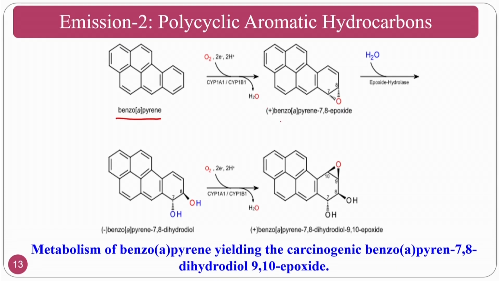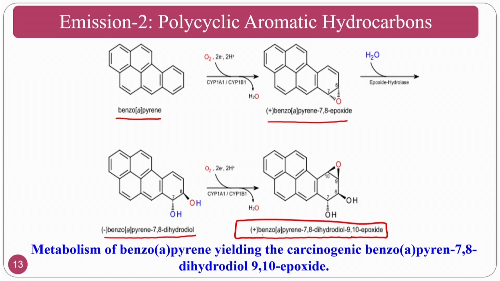Whenever benzopyrene reacts with oxygen and releases water, it forms benzopyrene 7,8 epoxide. Whenever it reacts with the water content in your body, what will happen? It forms benzopyrene 7,8 diol, and whenever it again reacts with the oxygen available inside the body, it will form benzopyrene 7,8 dihydrodiol 9,10 epoxide. This is the thing that causes the cancer.